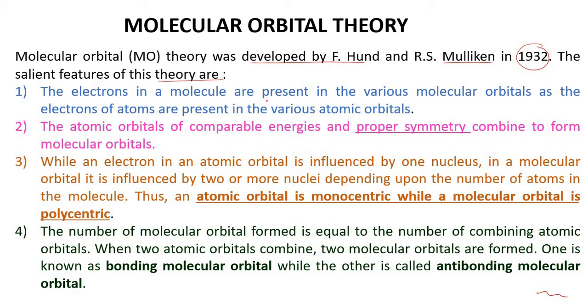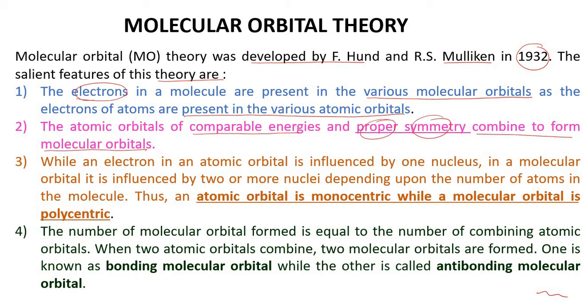The electrons in the molecule are present in various molecular orbitals, as the electrons of an atom are present in various atomic orbitals. Just as we know that atomic orbitals are present, like that only molecular orbitals are also present, in which electrons are available. The atomic orbitals of comparable energy and proper symmetry combine to form molecular orbitals.